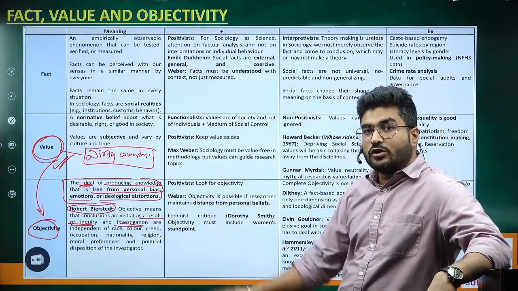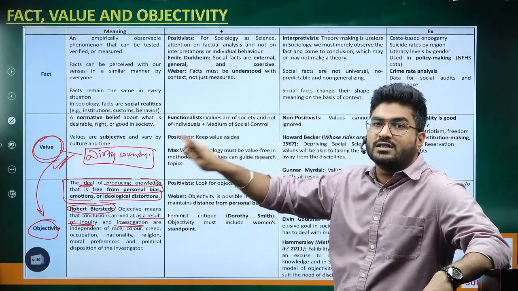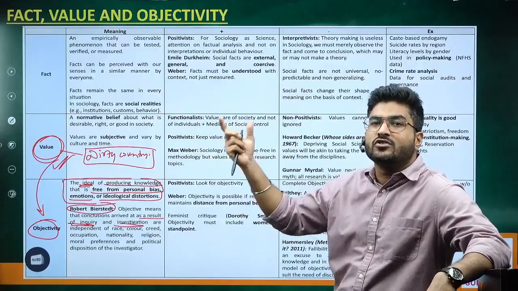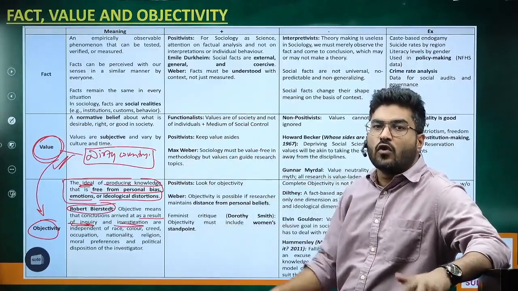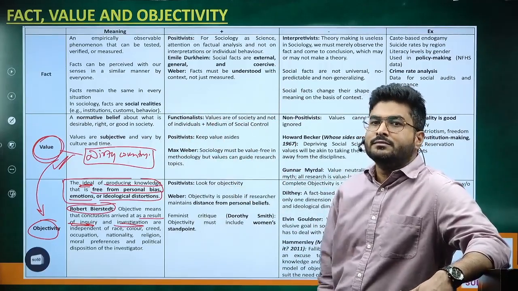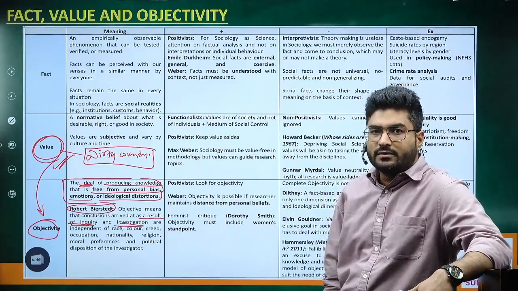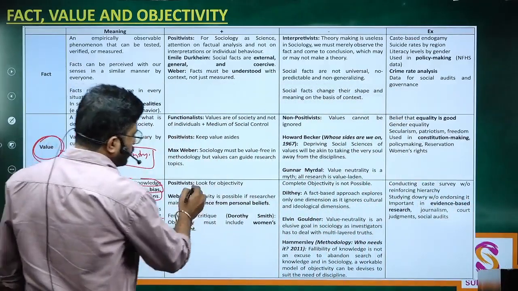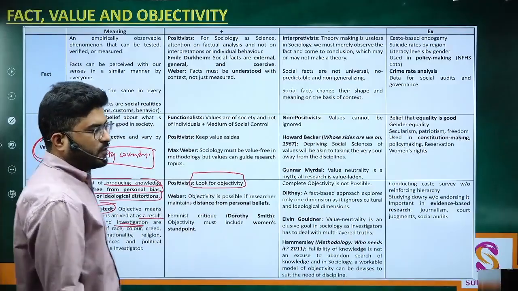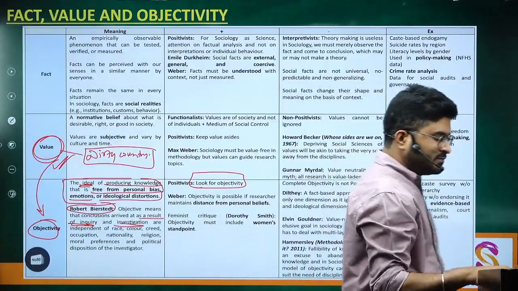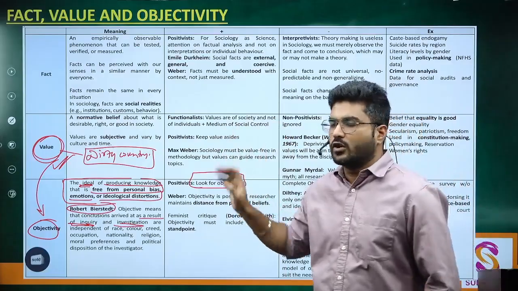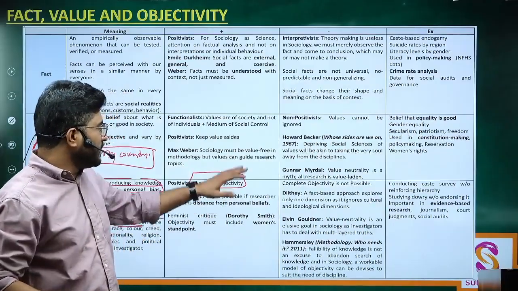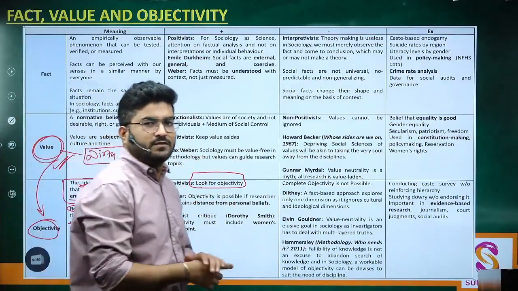So participant observation, field study, census, interview, questionnaire, etc. are nothing but techniques of observation to look for objectivity. So what do positivists say? That we should look for objectivity. If we want to consider sociology as an objective science, we should be looking for objectivity. Weber says objectivity is possible if the researcher maintains distance from personal beliefs.